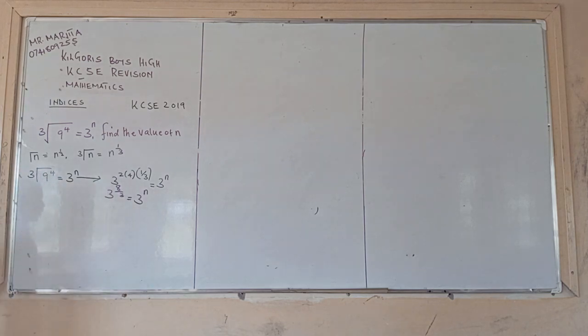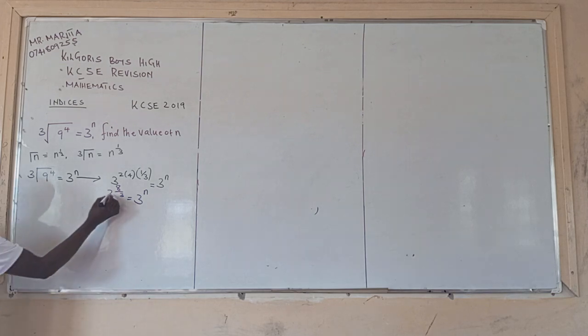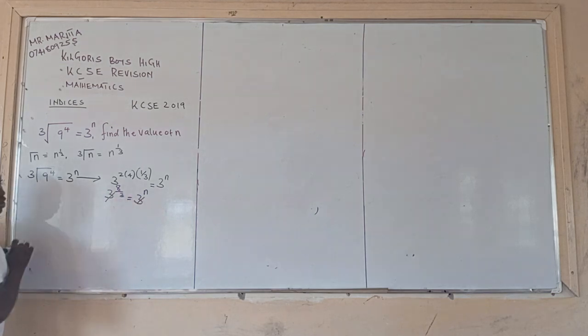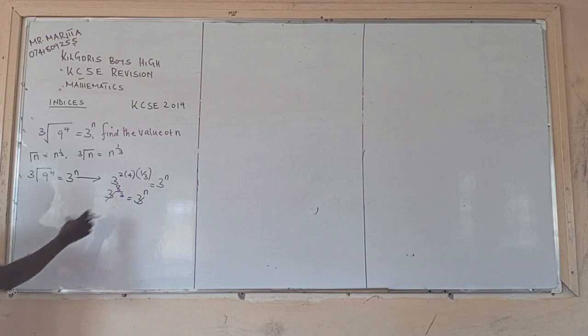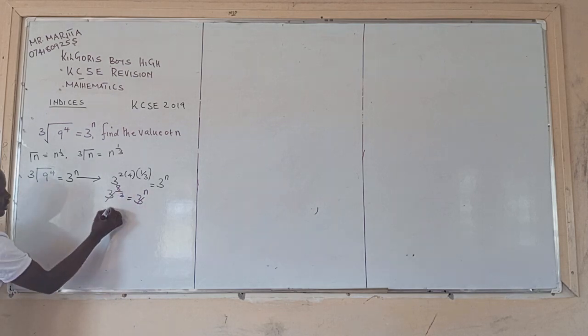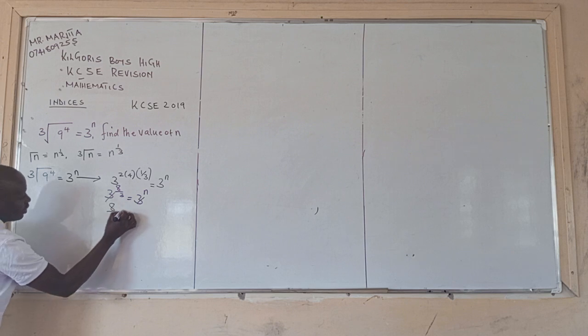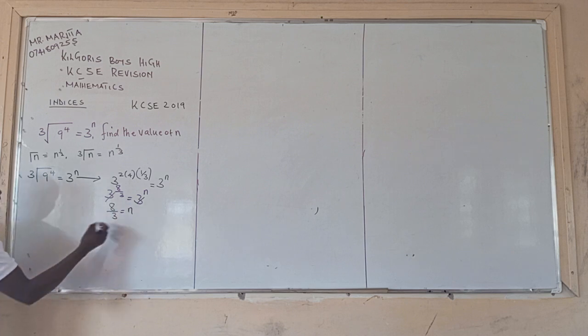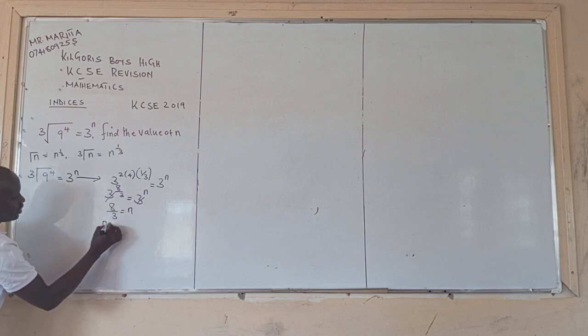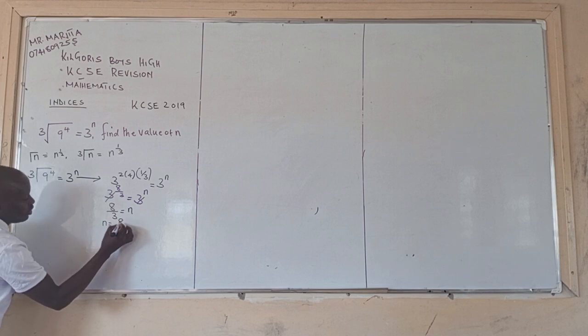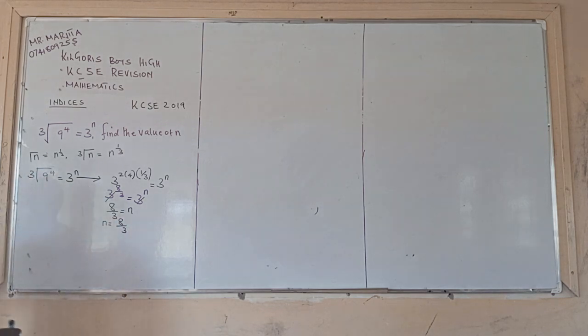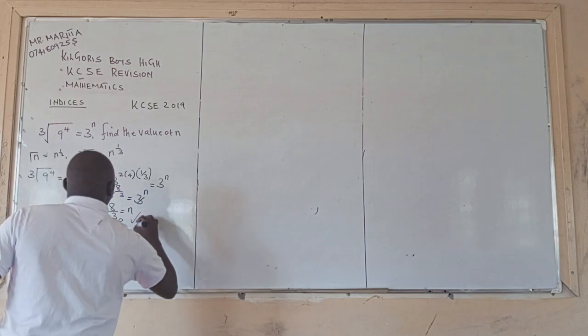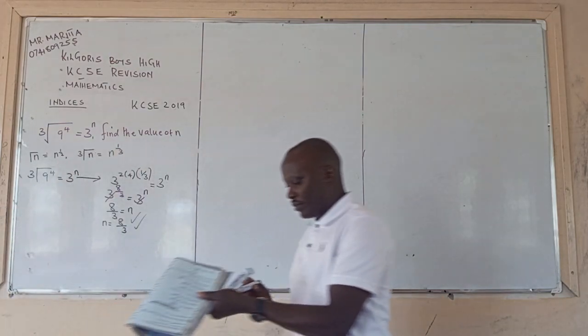When you look at this, the bases are the same. When the bases are the same, you ignore them, and you remain with the powers. So we have 8 over 3 is equal to n, and simply n is equivalent to 8 over 3. That is how this question is done.